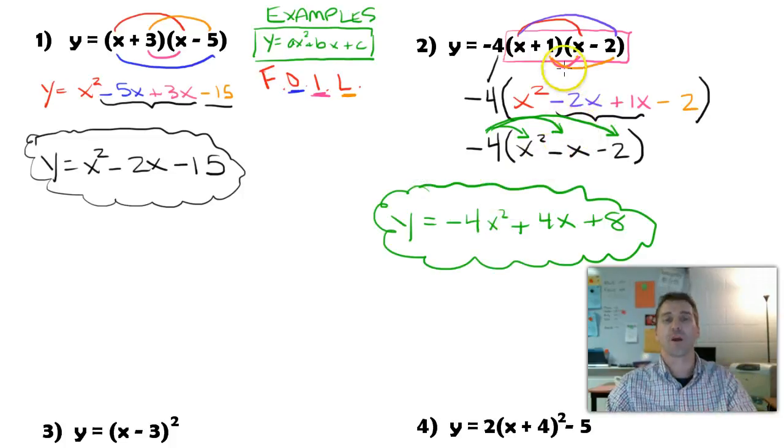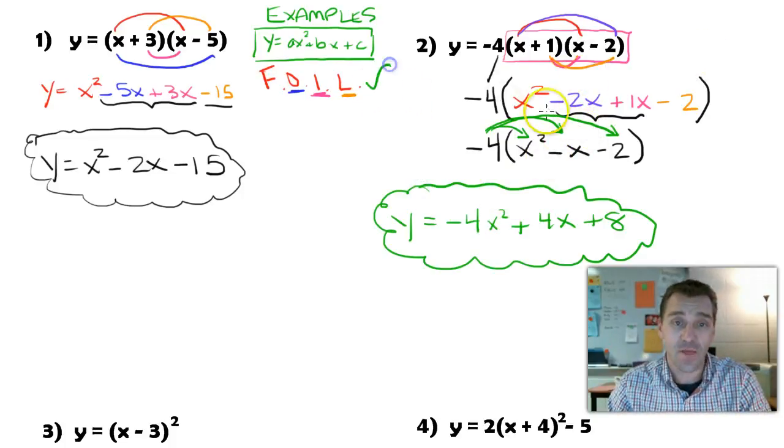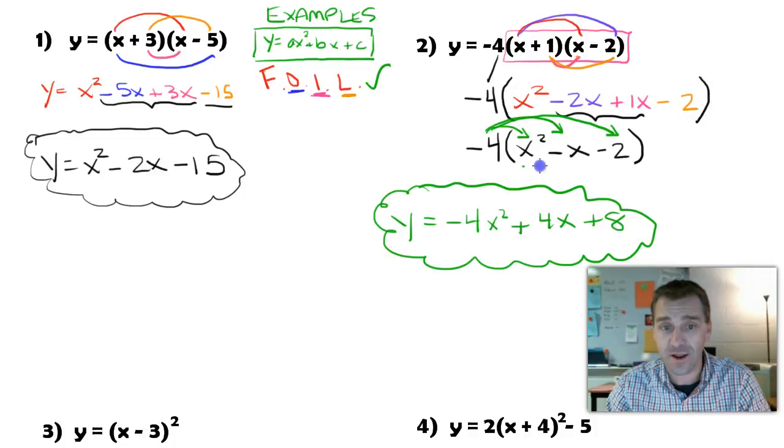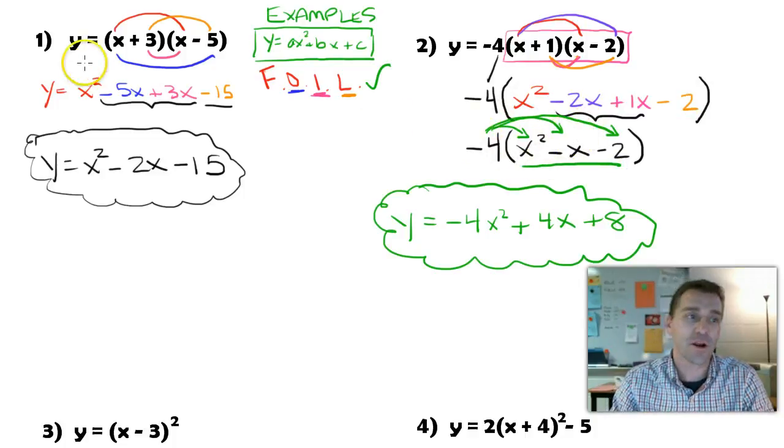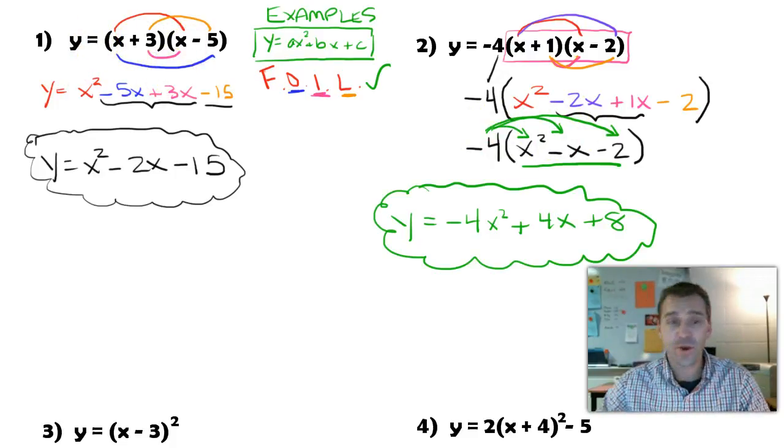So the first thing we did there was FOIL, check. And then after we FOILed and combined like terms and got it down to a trinomial, then we took the negative 4 and distributed it through. Over here, you didn't have anything out there, so you just could FOIL. Beautiful. Okay, so that's those. Now let's keep on going.